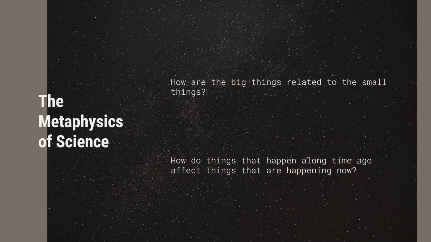Similarly, how is it that things happen along a time period? How is it that things from one period can affect things in another period? How is it that things that happened so long ago can come to constitute things that are happening now, or help influence things that happen now?